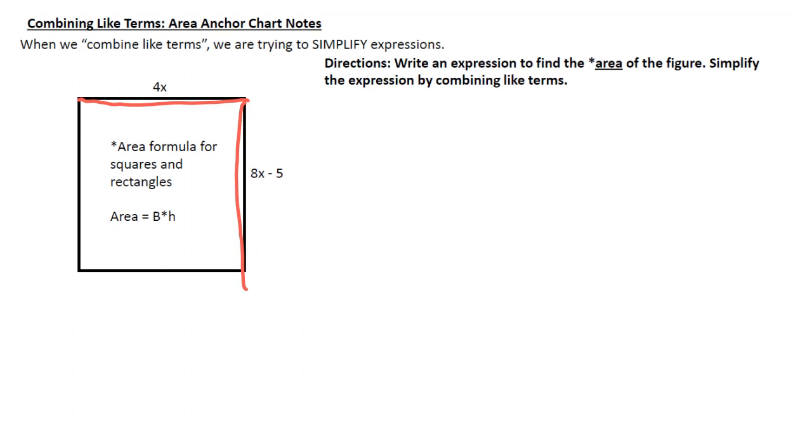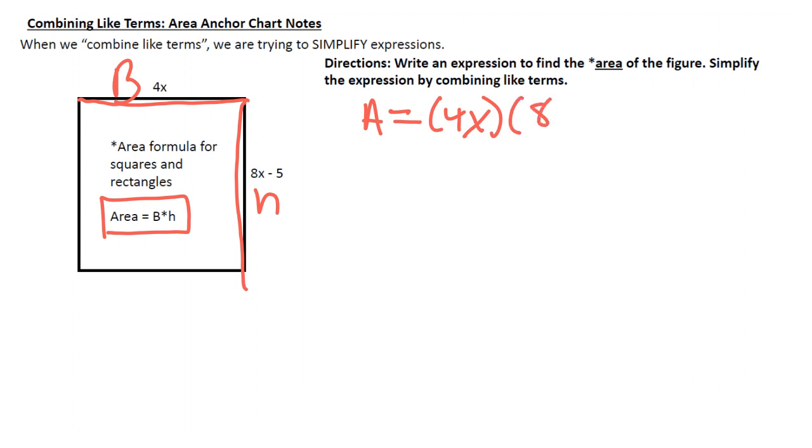So then notice that my area formula tells me that I'm going to multiply the base, which is this, times the height of the figure. So I'm going to write area equals my base, which is 4x, times the height, which is 8x minus 5.